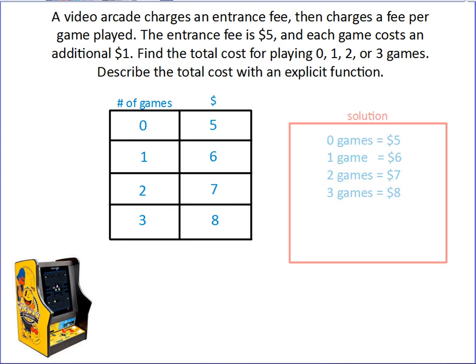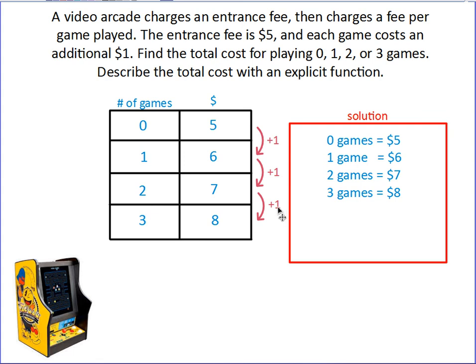That actually gives us the answer to the first question we're asked, which is find the total cost for playing 0, 1, 2, or 3 games. Make sure that that makes it into your solution. Then to find the explicit function, we need to look at our rates of change. In the x column, we're adding 1 every time we advance from x to x. And in the y column, we're advancing 1 every time we advance from y to y.